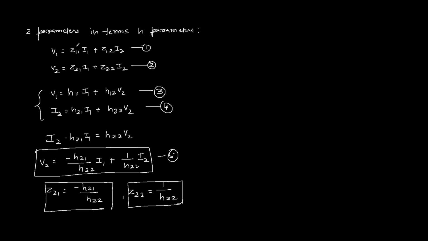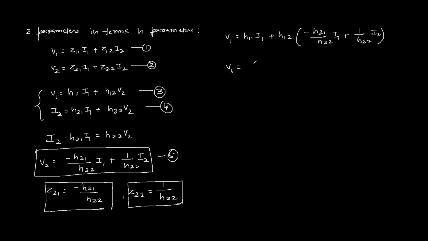Now for Z11 and Z12 we need to have an equation with terms V1, I1 and I2. So we'll replace V2 from equation 5 in equation 3. So V1 is H11 I1 and then H12 and V2 from equation 5, negative H21 over H22 I1 plus 1 over H22 I2.